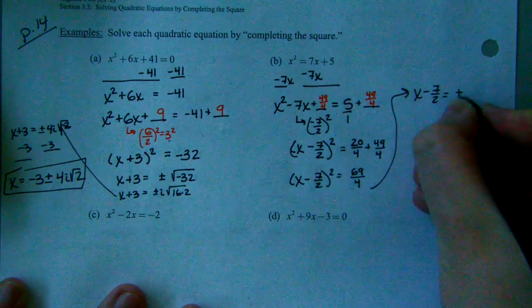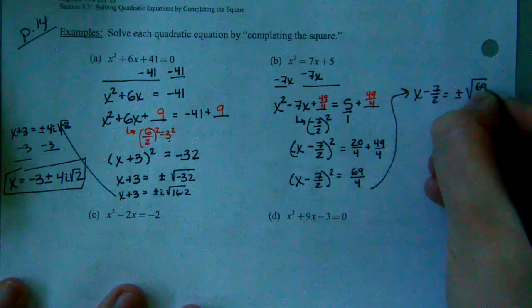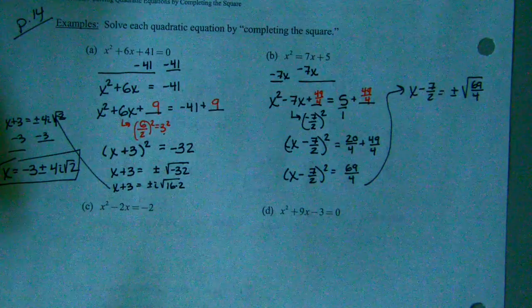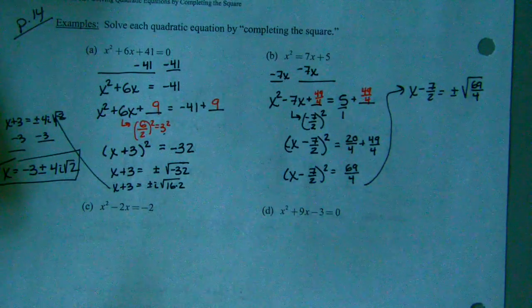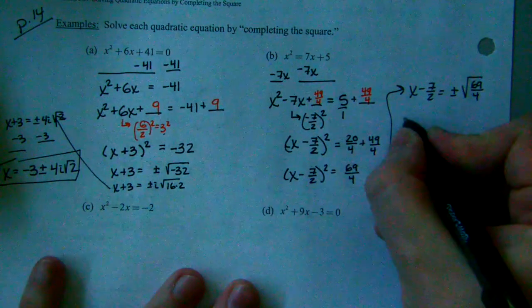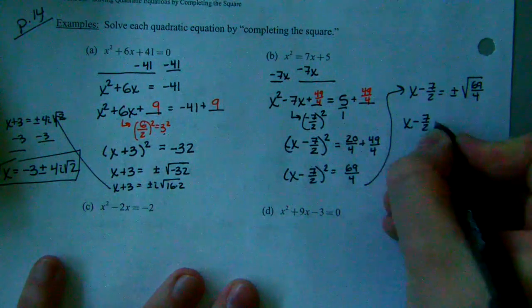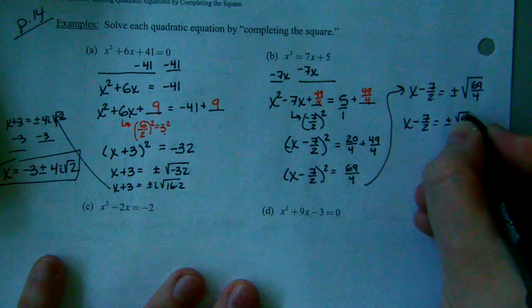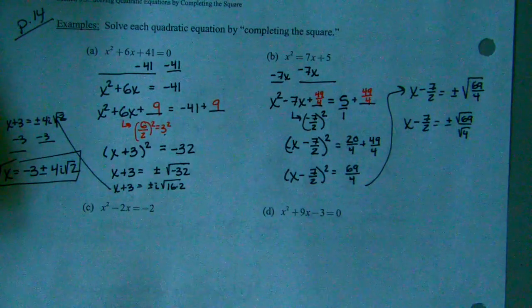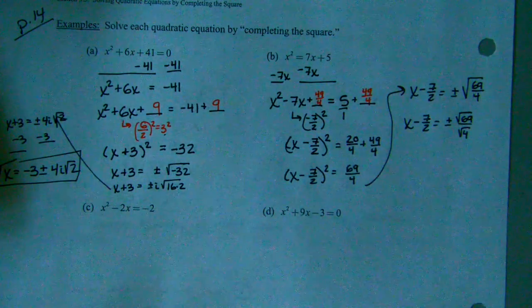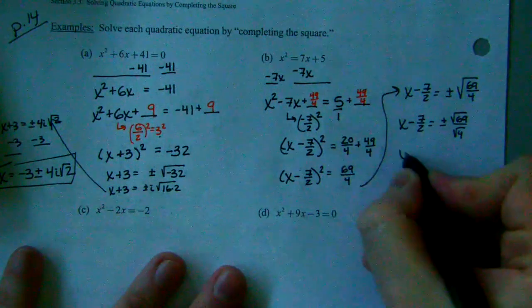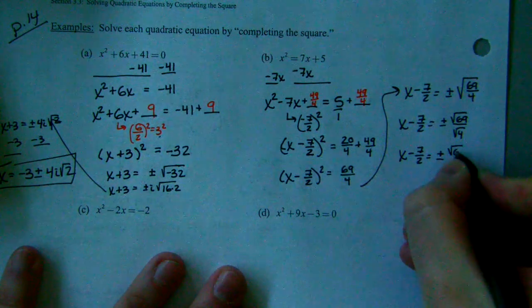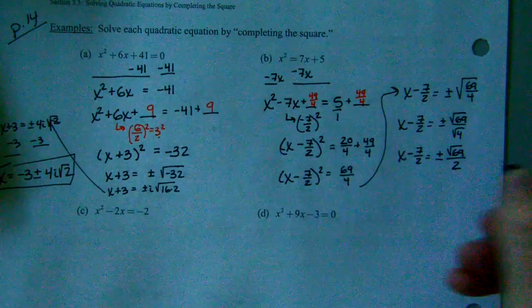x minus 7 halves equals plus or minus the square root of that fraction, the square root of 69 over 4. Well, to take the square root of a fraction, all we have to do is do the square root of the top over the square root of the bottom. This is x minus 7 halves equals plus or minus the square root of 69 over the square root of 4. And these are actually both good. How is the square root of 69 good? Because there's nothing you can do with it. There are no perfect squares in there. We're just going to leave it. How's the square root of 4 good? Well, it's just 2. I'm going to get square root of 69 over 2.